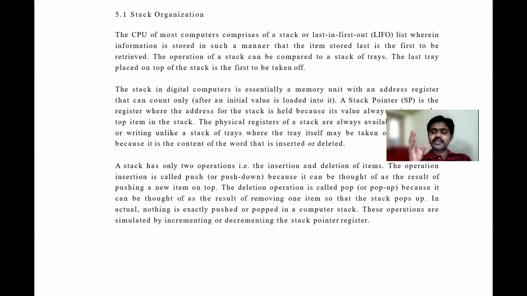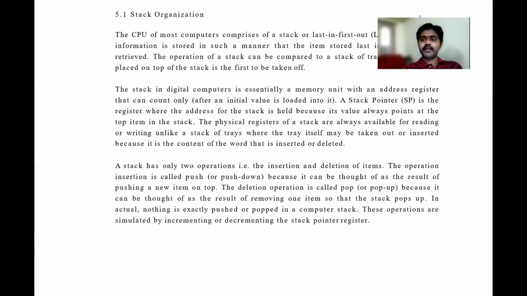With an address register. Here we have an address register and a memory register. We essentially have a memory unit with an address register that can count only after the initial value is loaded. Here we have a stack pointer. What is the use of a stack pointer? The stack pointer always points to the current item. It is a register where the address for the stack is held, because its value always points at the top item in the stack. Whatever the top item present in the stack is, the stack pointer points to it. The physical registers of a stack are always available for reading or writing, unlike a stack of trays.